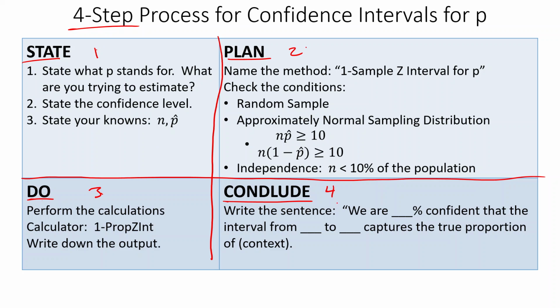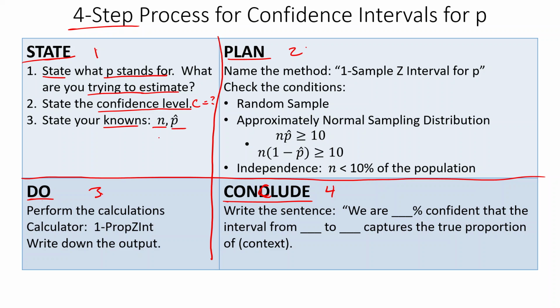Makes sense that conclude is at the end, right? All right, so first we're going to state some stuff. We're going to state what we know. We're going to state, what does P stand for? What are we trying to estimate? We got to say what we're trying to do here. We want to state our confidence level. What does C equal?